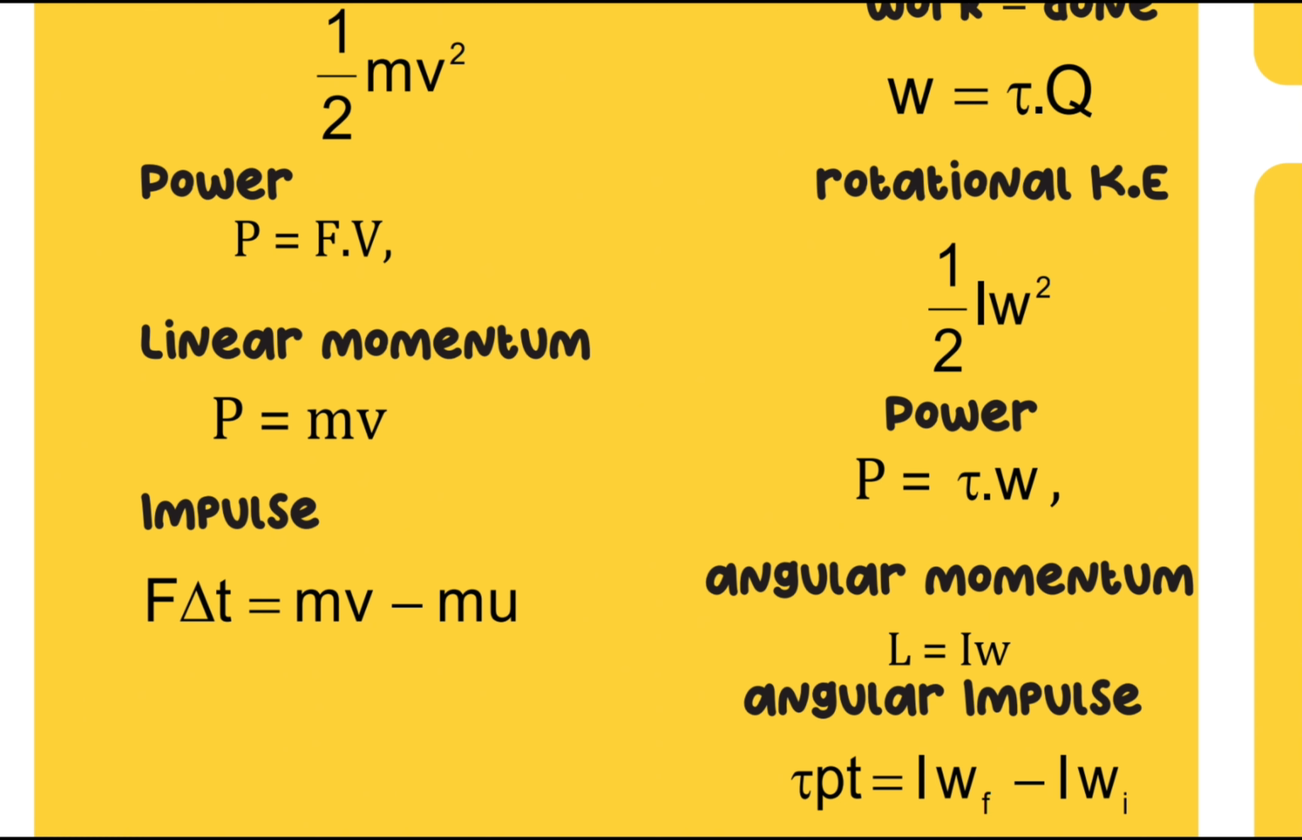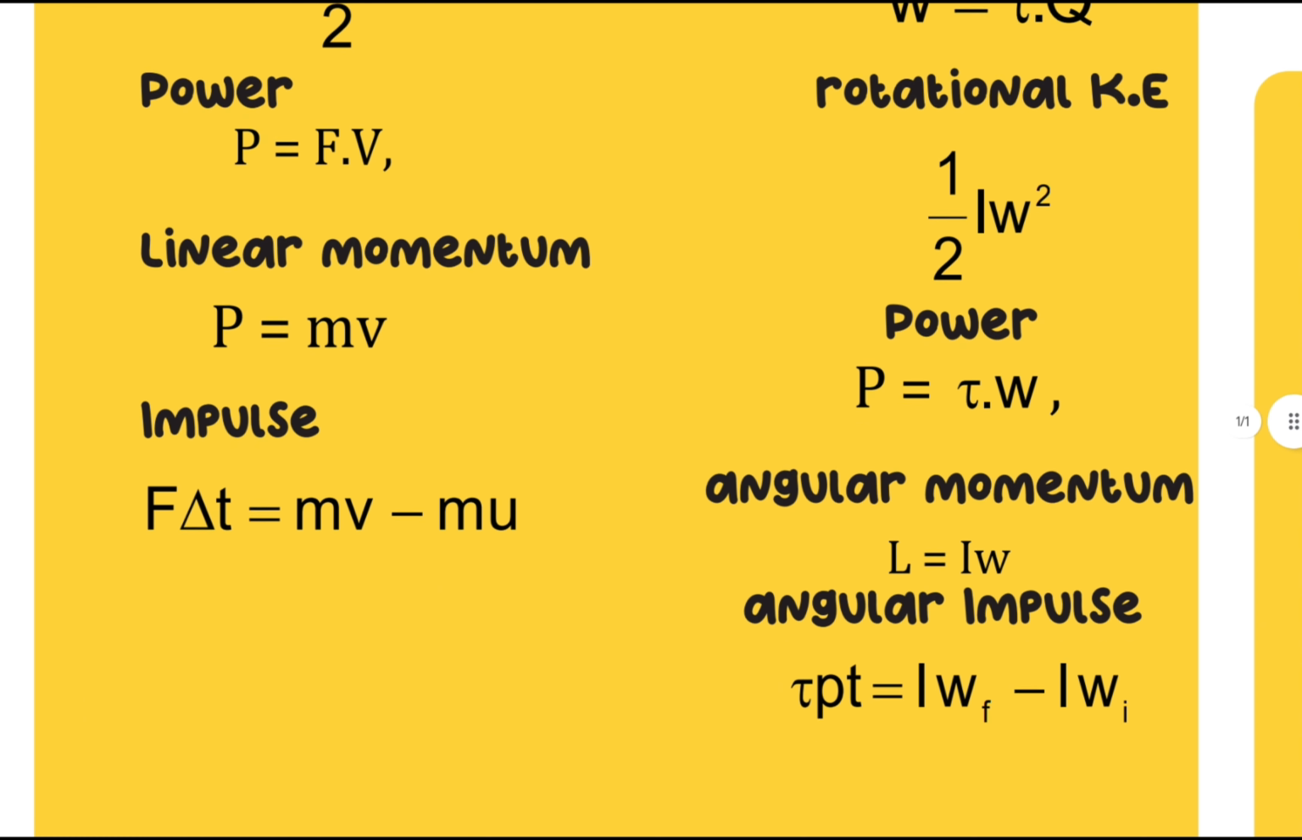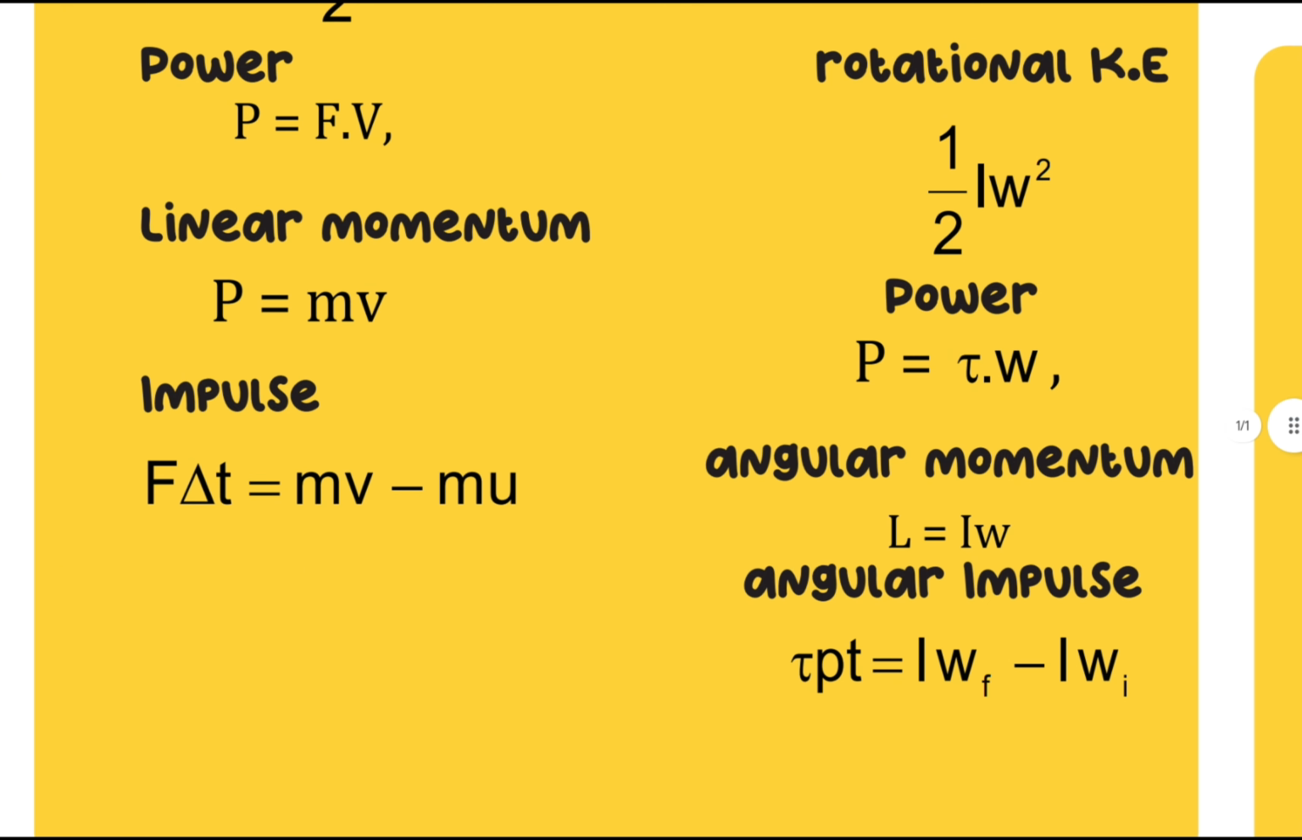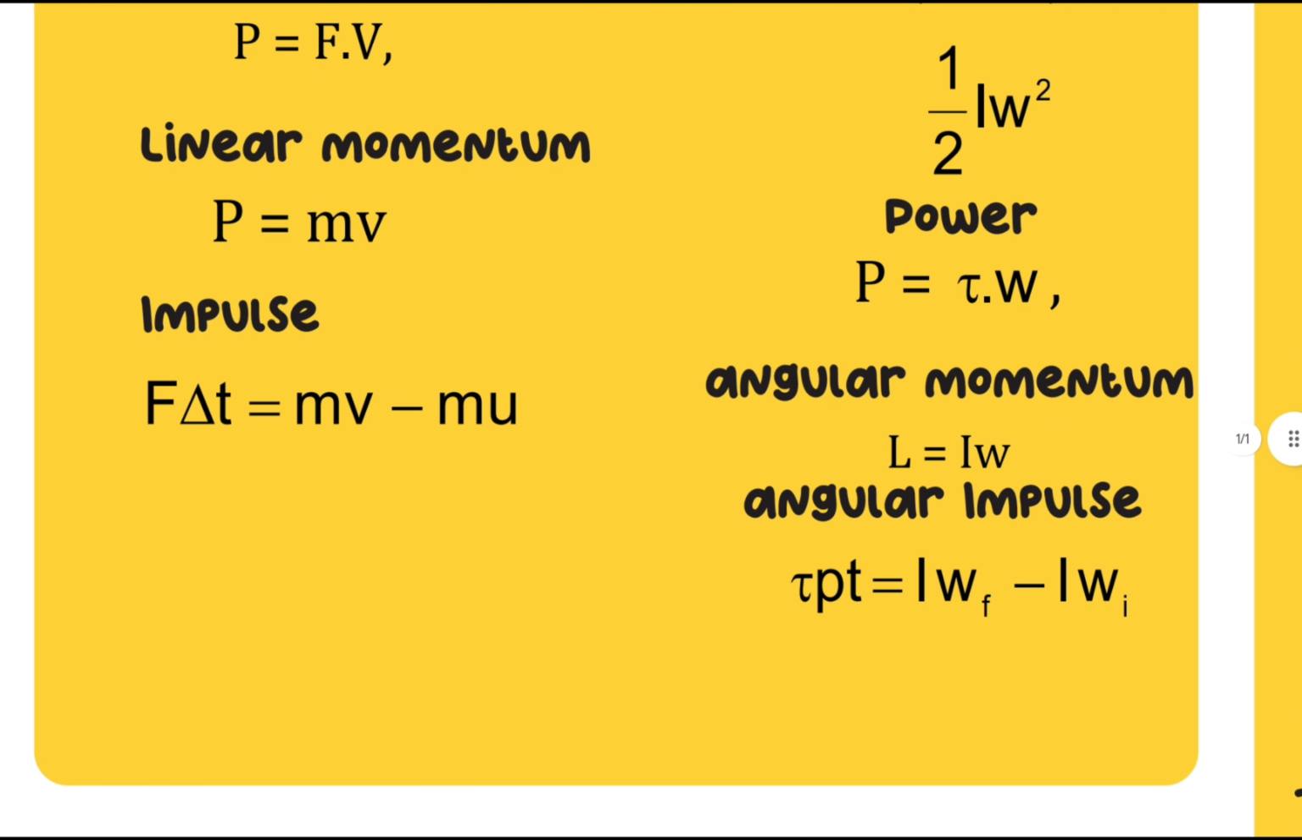Rotational power is equal to tau into omega. Linear momentum is mv, angular momentum is I omega. Impulse is equal to F delta t, equal to mv minus mu. Angular impulse, tau delta t, is equal to I into final omega minus I into initial omega.